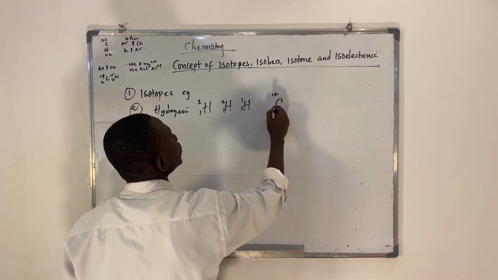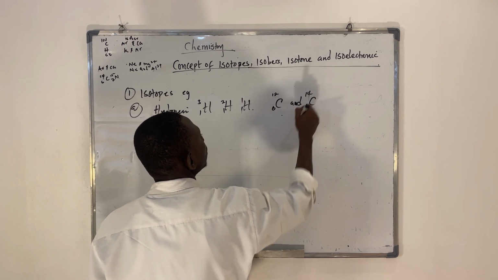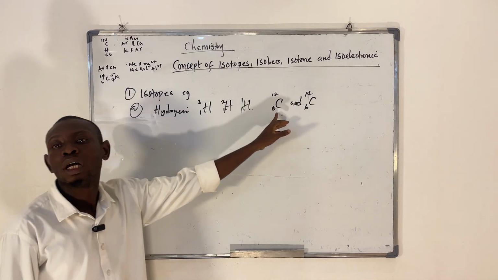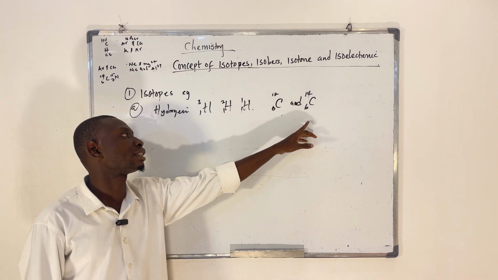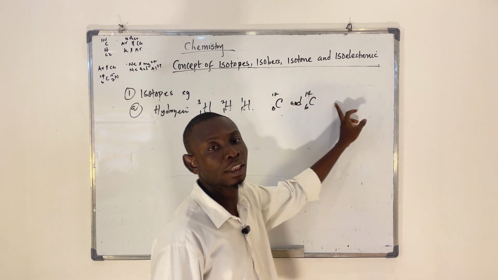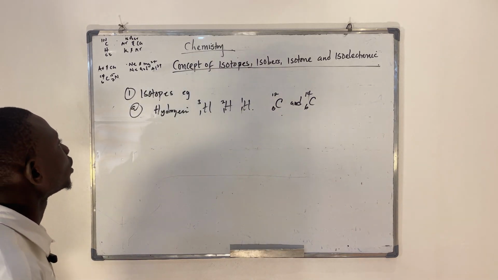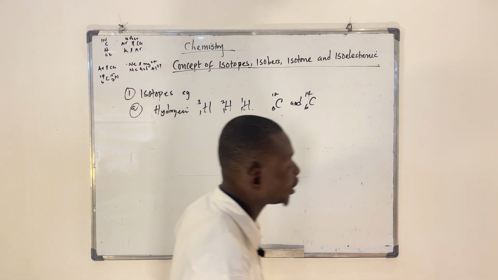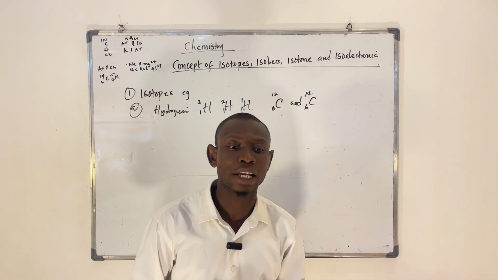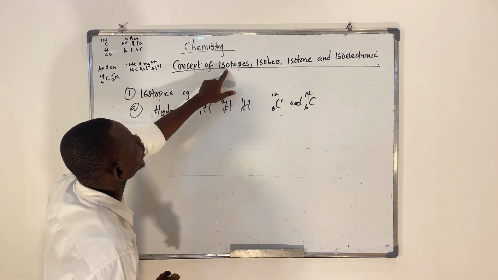We also have other examples like carbon. Carbon is also an example of isotope, having an atomic number of 6 and mass number of 12, and the other one is 14. This is known as isotope. They are atoms of the same element having the same atomic number but different mass number. Now let's move on.